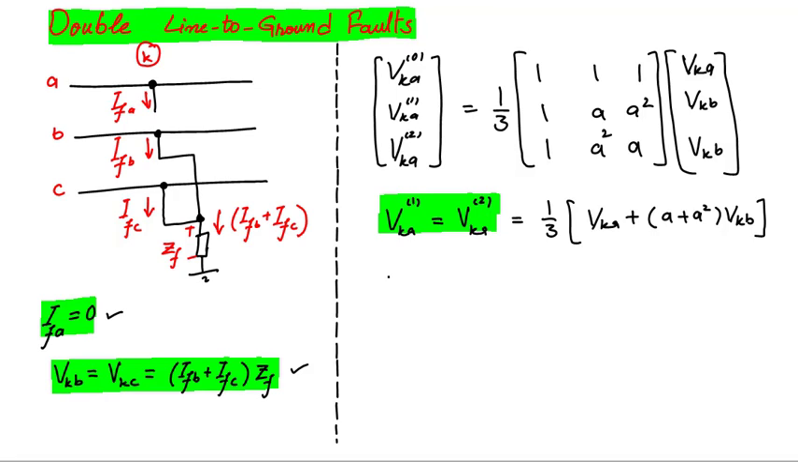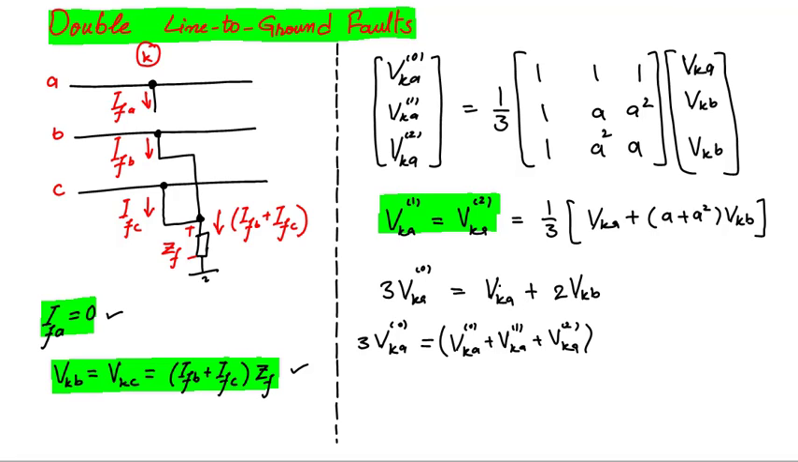From the above equation we can write it as 3 times VK zero sequence is equal to phase A voltage of bus K plus 2 times phase B voltage of bus K. Now if we substitute the value of sequence component of voltage of phase A and voltage of phase B on the right side of this equation, in place of phase A voltage of bus K, I had substituted its 3 sequence components plus 2 times VKB.